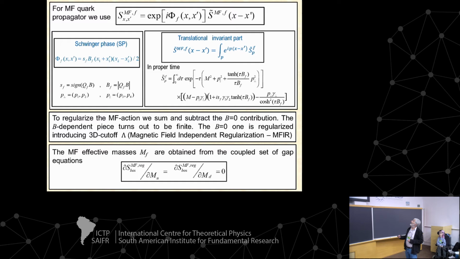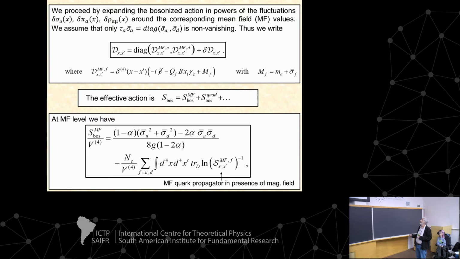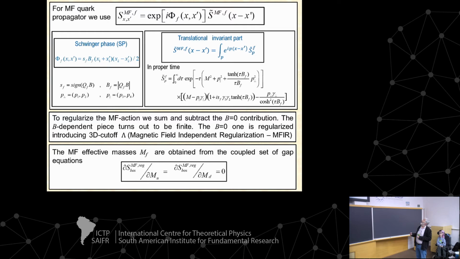So in order to proceed, I have to use some expression for the quark propagator in the presence of the magnetic field. And as you all know, it can be written as a product of a Schwinger phase and a piece which is translationally and gauge invariant.